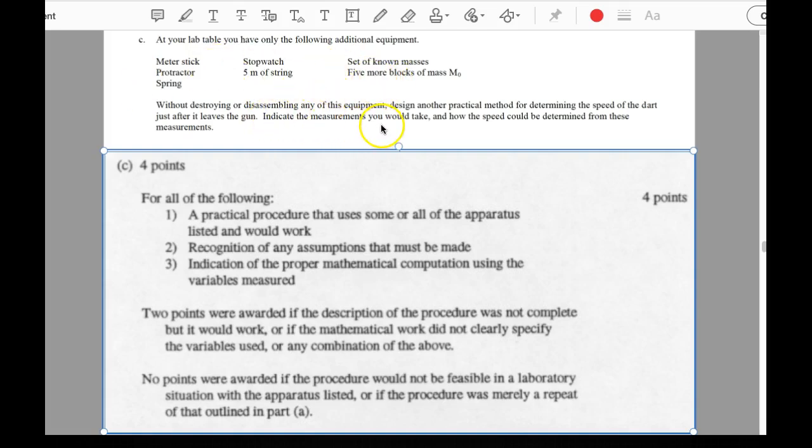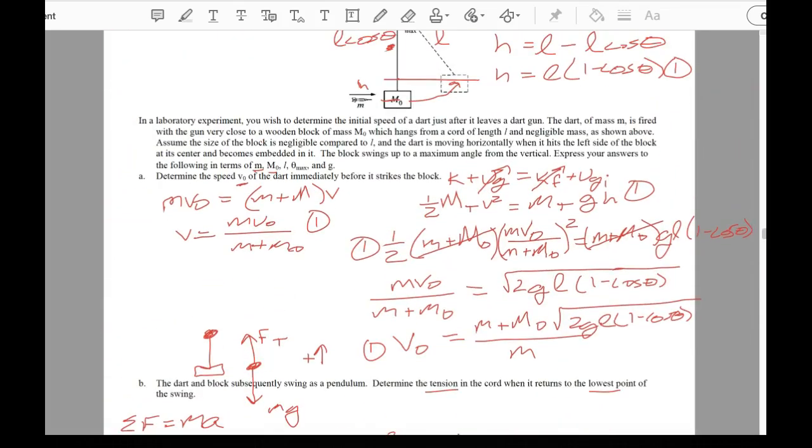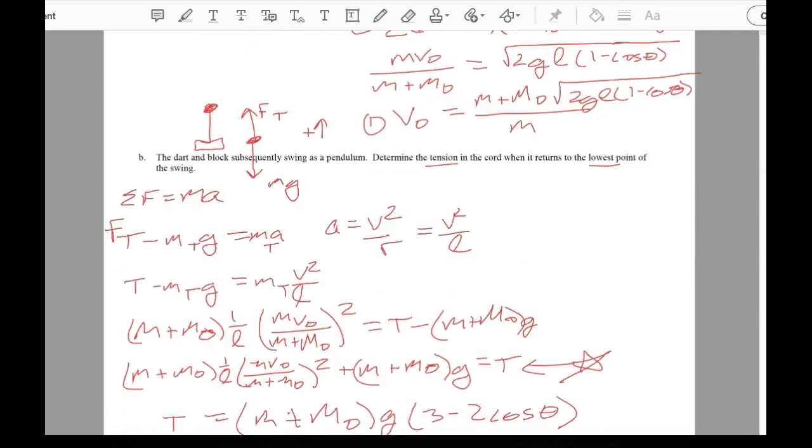So essentially what we're trying to do is we want the speed of the dart just after it leaves the gun. And I know that's kind of what we just solved for. But if you look at everything that's here, it says 5 more blocks of mass MO. Remember in this very first part what we did is we wanted the speed of the dart immediately before it strikes the block.